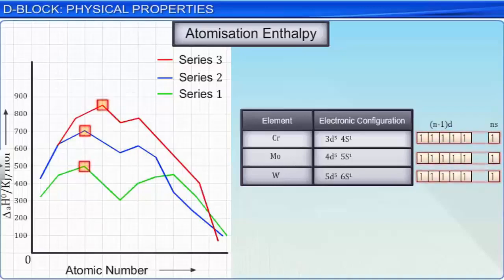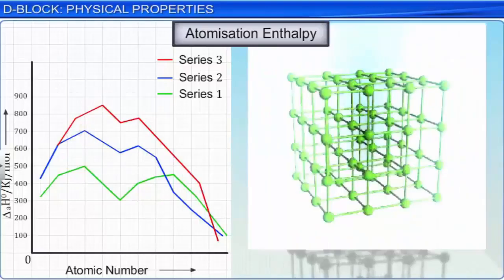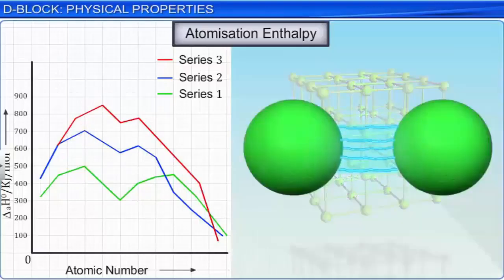It means that the greater the number of unpaired electrons, the stronger are the interatomic interactions and the stronger is the bonding between atoms. Consequently, the higher are the enthalpies of atomization.